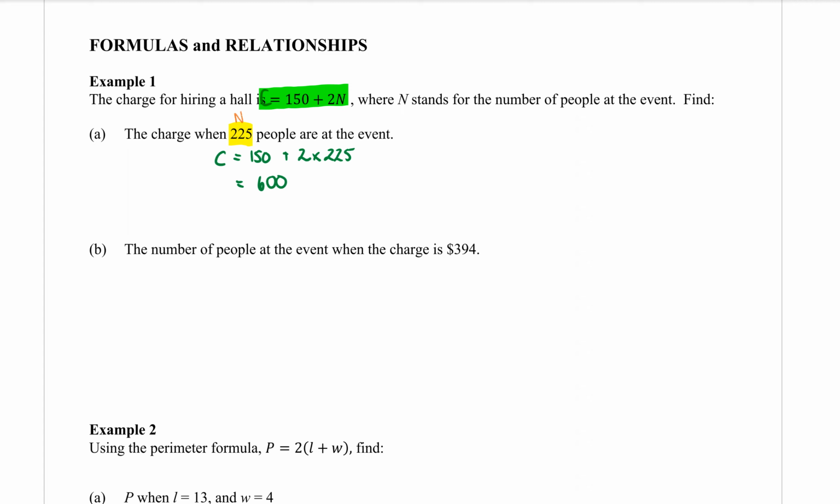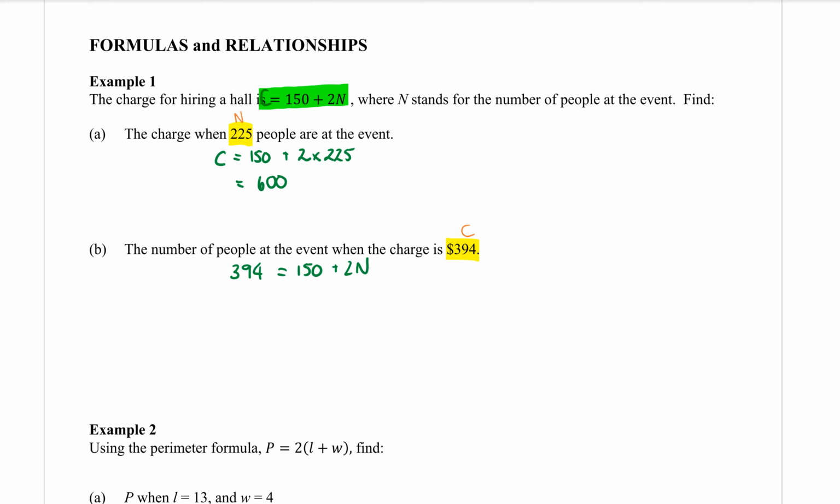Part B, the number of people at the event is when the charge is $394. So that 394 is the C. It's how much they're going to get charged. So now I'm going to go back to that original equation, and I want to make the C 394. So that's going to look like this: 394 for the C equals 150 plus 2n.